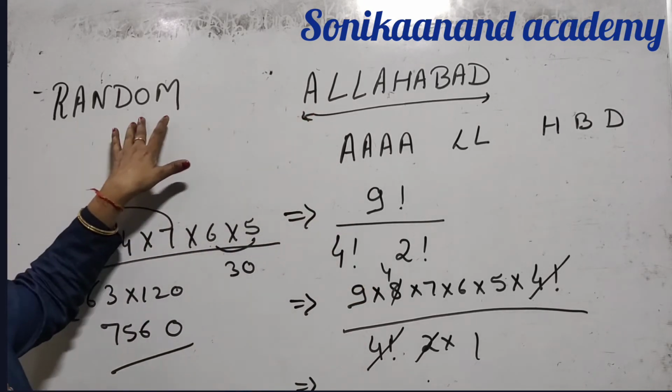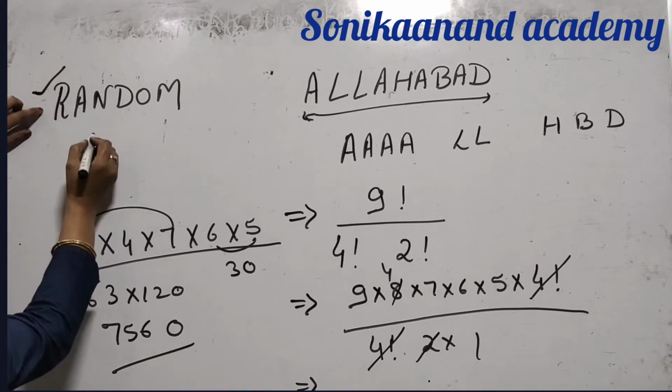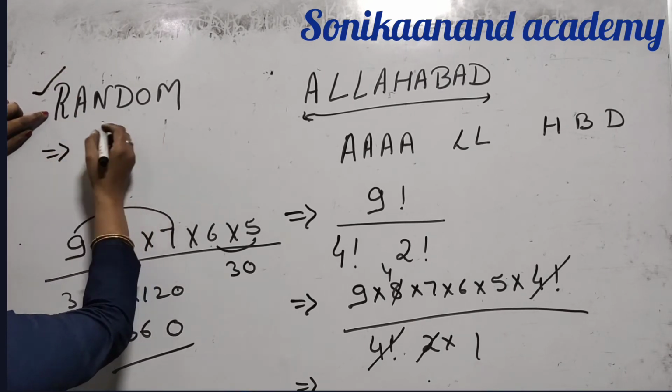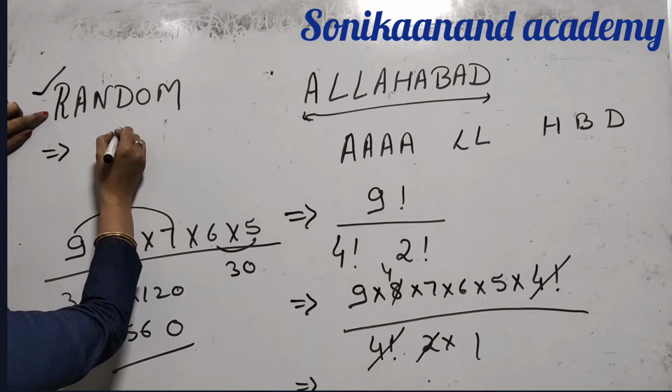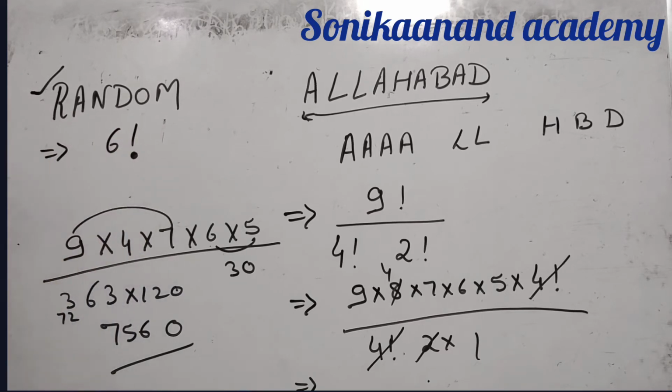And when there is no repetition, we simply write what? 1, 2, 3, 4, 5, 6, that is factorial 6.